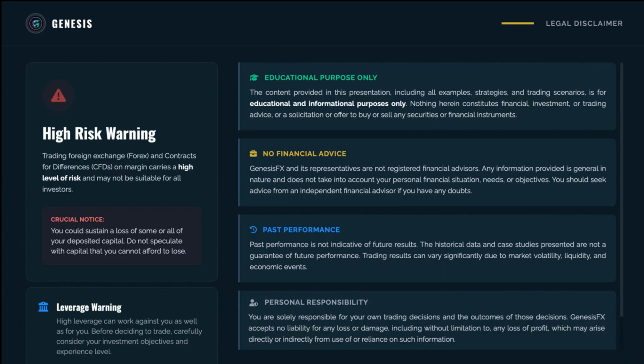Quick but important. This is the risk disclaimer. Trading Forex and CFDs on margin is high risk. You can lose some or all of your deposited capital. So never trade money you can't afford to lose. This presentation is for educational purposes only. This is not financial advice, and past performance doesn't guarantee future results. You're responsible for your own decisions, and the goal of this framework is simple: reduce risk, increase discipline, and trade with structure.